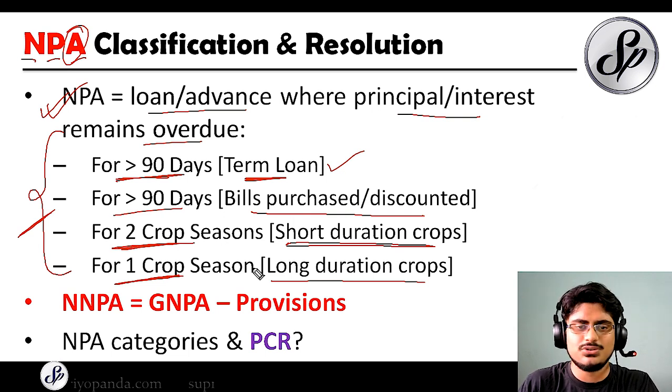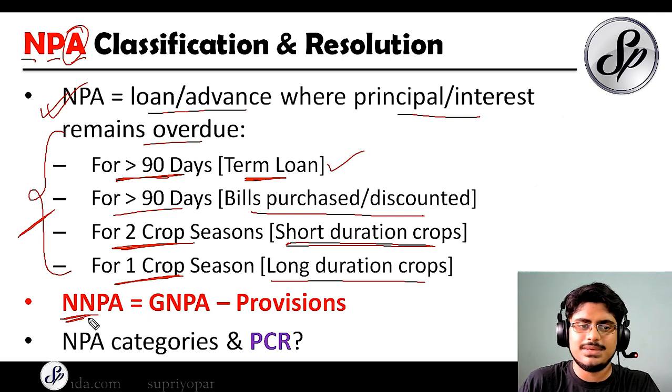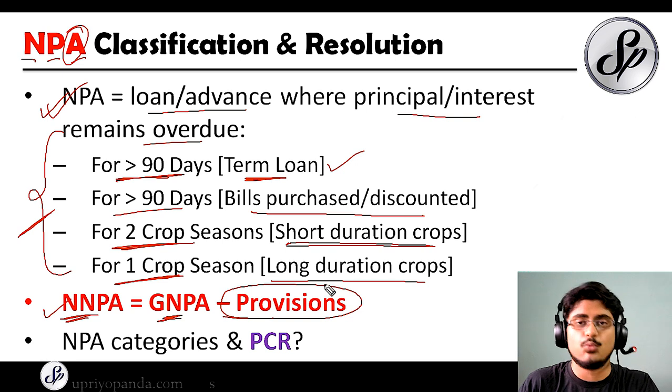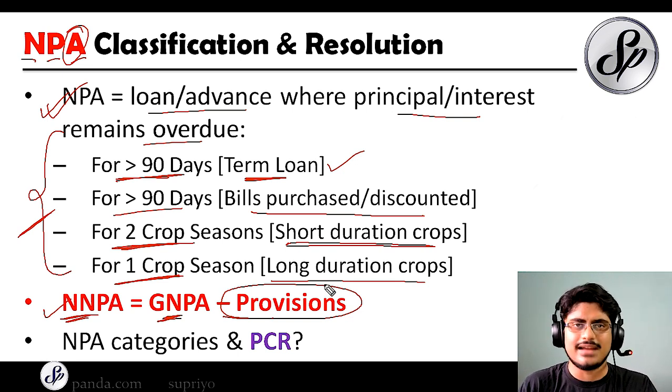Now that's all about the definition, and the next thing we have to look at is the net NPA and the gross NPA. The net NPA is defined as the gross NPA minus the provisions that you have actually made. Now what are NPA provisions? Just think about the NPAs. They are assets to the bank, right?